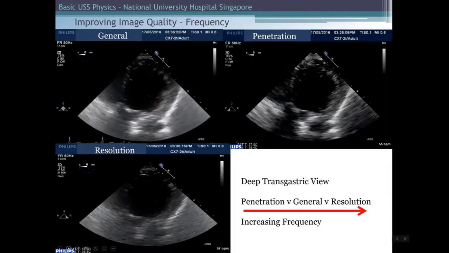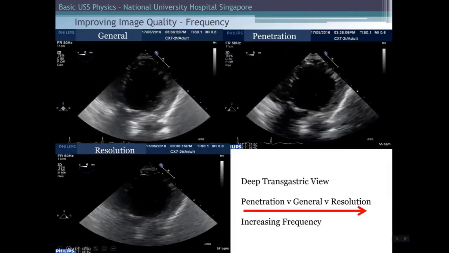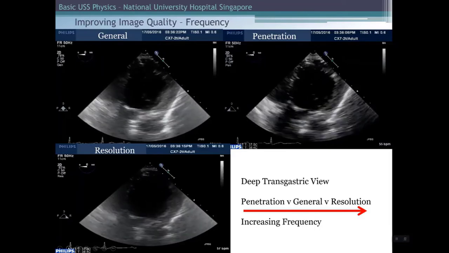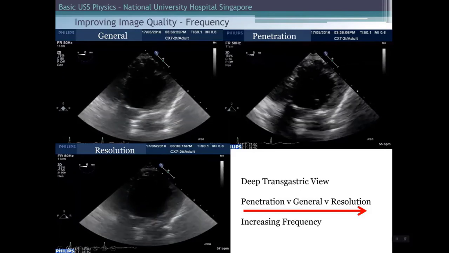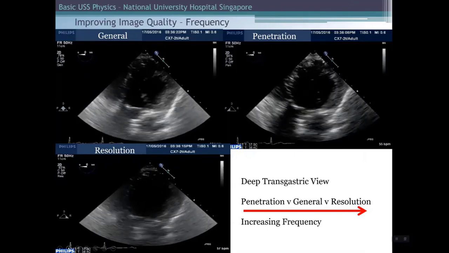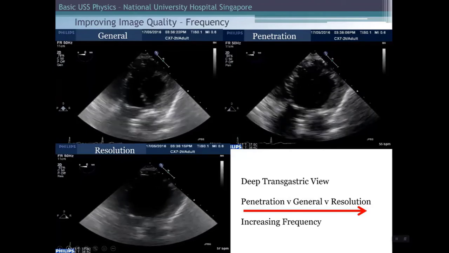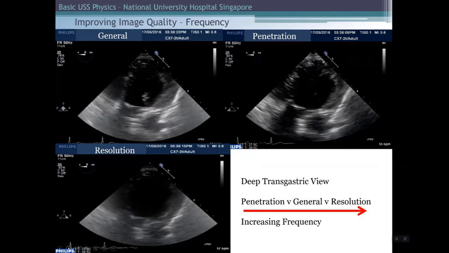These are more examples of the differences in image quality obtained when imaging with different frequencies. The deeper structures are poorly imaged when higher frequency of ultrasound is used. This is because higher frequencies are attenuated and do not penetrate to the deeper structures. The aortic valve is best seen with the penetration mode in this deep transgastric view, as its location is far away from the TEE probe transducer.